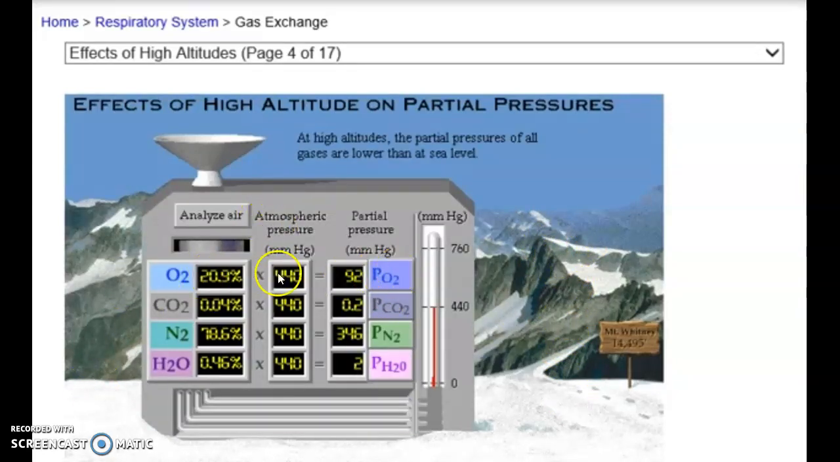Now again, just like the atmospheric pressure drops, the partial pressure is going to be much lower than at 760. Therefore, I'm only going to have a partial pressure of 92 millimeters of mercury of oxygen when I'm standing on this mountain versus if I'm standing on the beach. So I probably have a lot better chance running a distance on the beach than I would trying to run up here, because I'm not going to get near as many oxygen molecules.